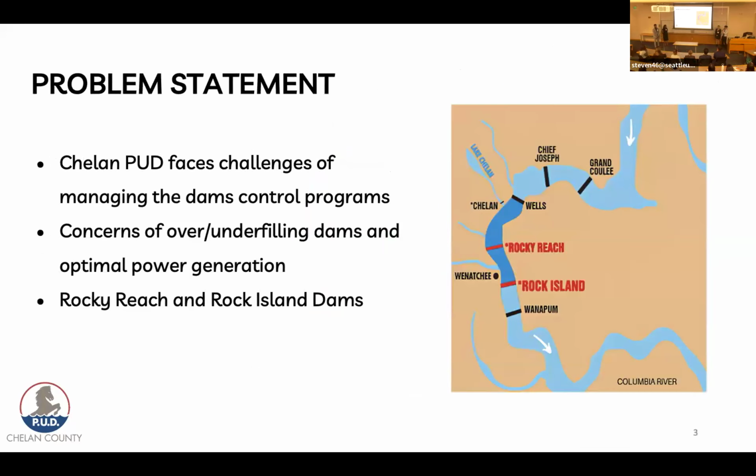So currently, Chelan County PUD faces challenges with managing the dam's control programs. Their protocols include the storage and release of water going in and out of these dams. It's very essential for Chelan County PUD to understand the flow rates of water going in and out of these dams so they could efficiently generate hydroelectric energy, but at the same time be mindful to not overfill or underfill these dams. As you can see from the map, for emphasis we're doing Rocky Reach and Rock Island. Rocky Reach is highly influenced by the Wells discharge and the Chelan NTF flows, while Rock Island is highly influenced by the Rocky Reach and Wenatchee inflows.